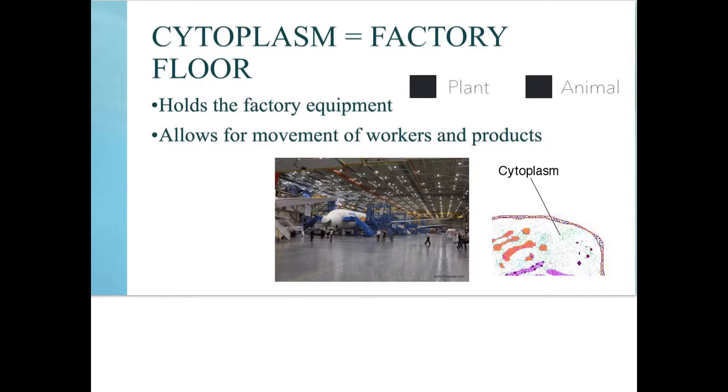The third organelle we're comparing is the cytoplasm. We're comparing that to the factory floor. Just like the cytoplasm, the factory floor holds the factory equipment and allows for movement of workers and products. Both the plant and the animal cell have cytoplasm.